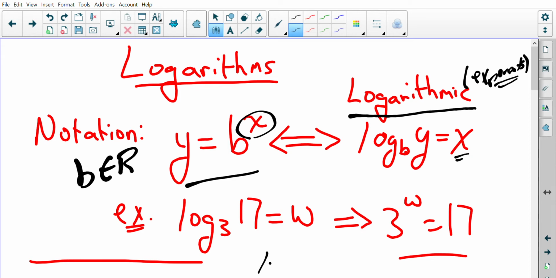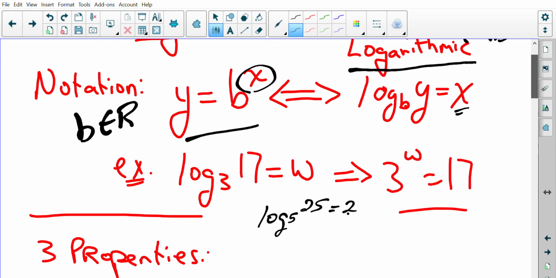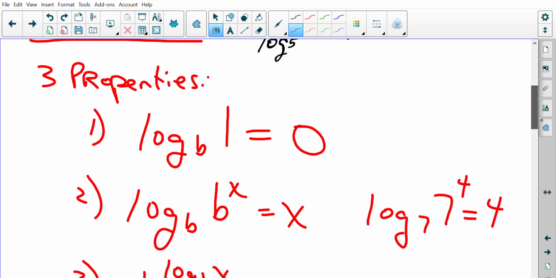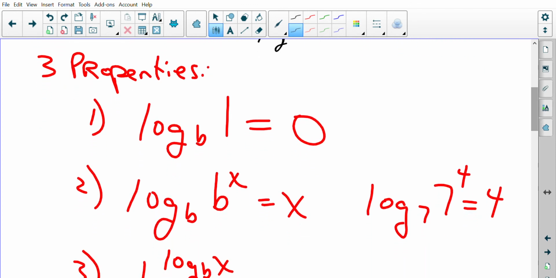So if I said, what's the log of 25 to base 5? This is saying 5 raised to what exponent will give me 25? The answer would be 2. Right? 5 squared equals 25. So that's the first thing that you should be comfortable with, is how to switch back and forth between logarithmic and exponential notation. There are 3 what we call basic properties of logs that we expect students to be familiar with when they get to this point in their studies.